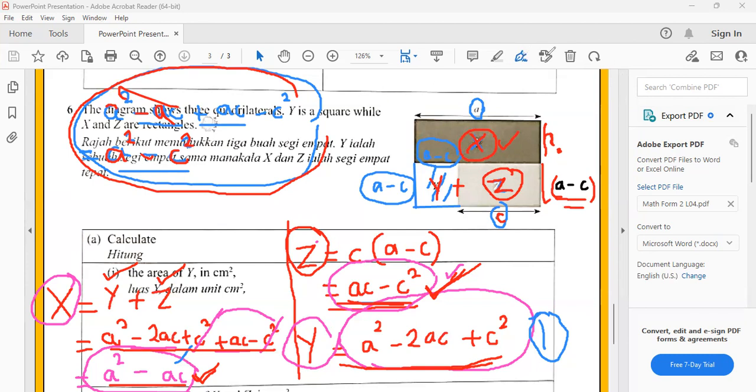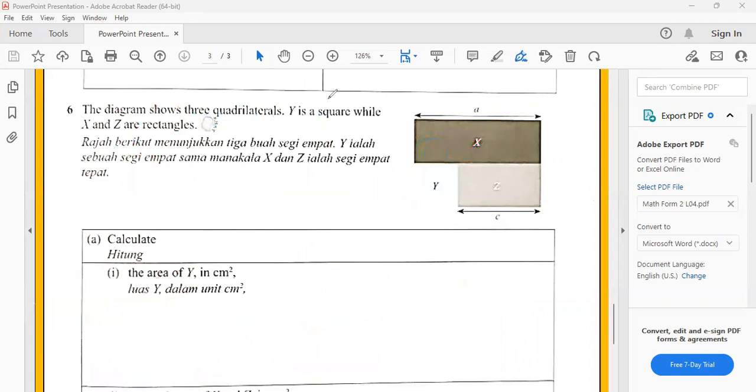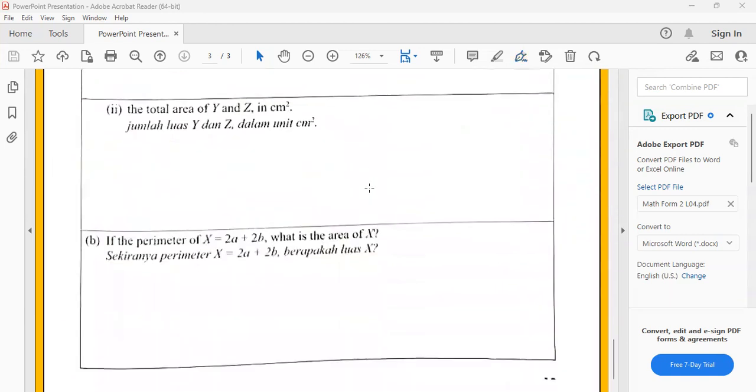Can I have a thumbs up if you understood so far this little pretty complicated question? Okay. All right. It's expansion. Okay. Now the last part.